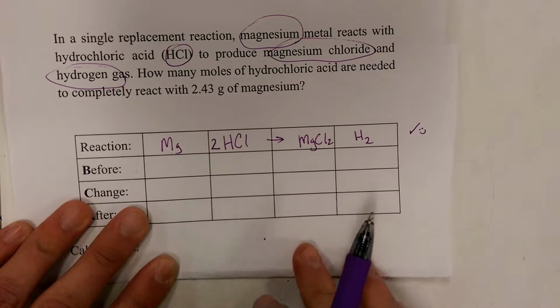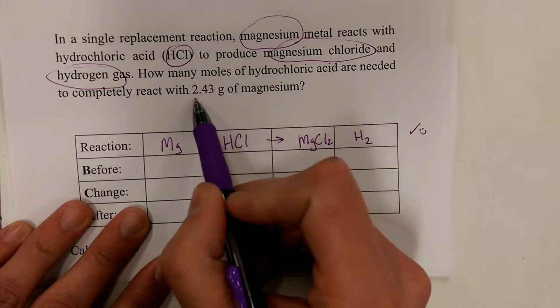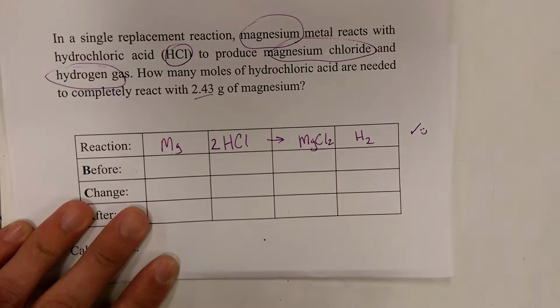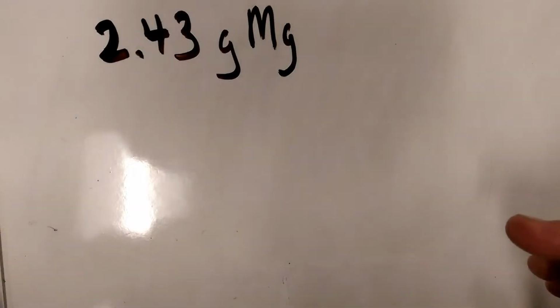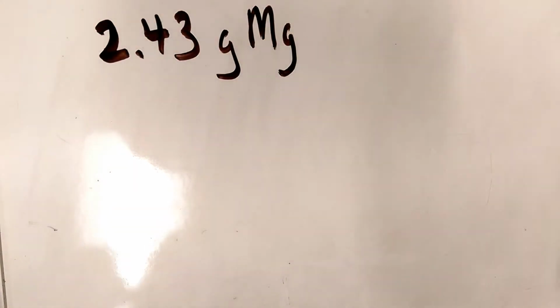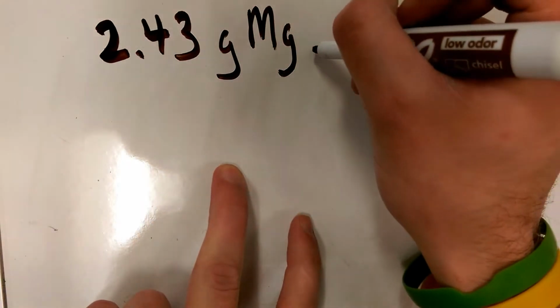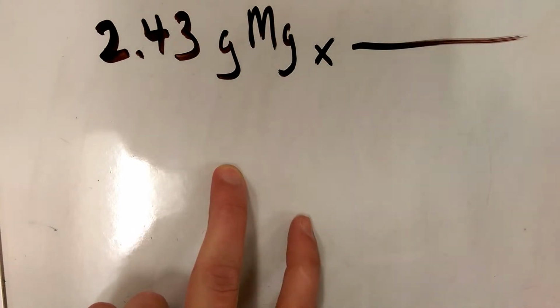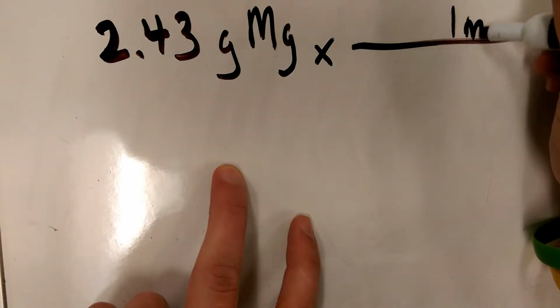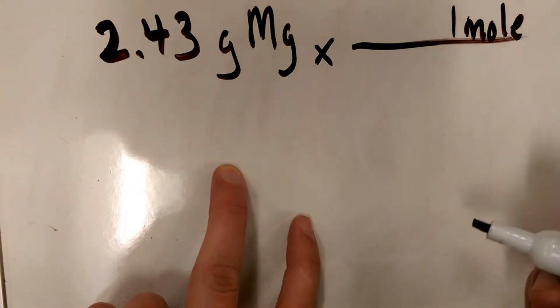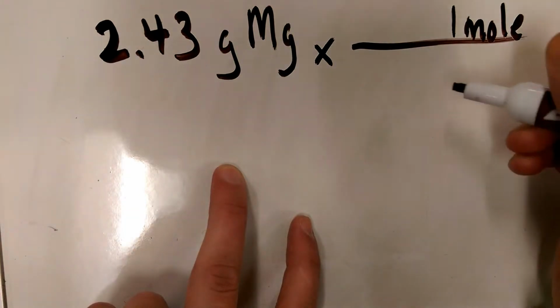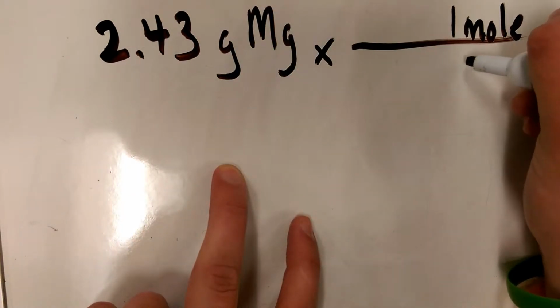As we continue to progress, now we have to start putting any numerical values we have into our BCA table. However, the only things that go into a BCA table are moles. So let's take a look at how we convert grams to moles. So we have 2.43 grams of magnesium. Now in order to convert that to moles, remember that our target unit should go on top. So that's 1 mole of magnesium. And the unit that we need to cancel has to go on the bottom.